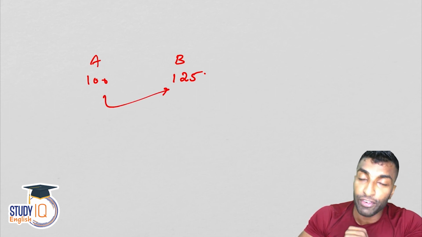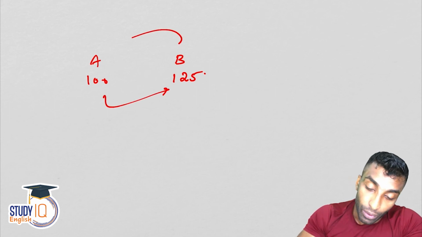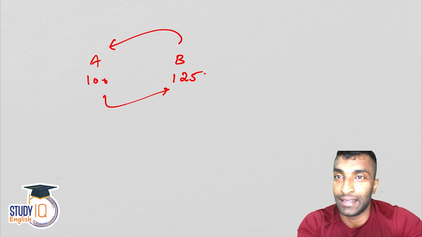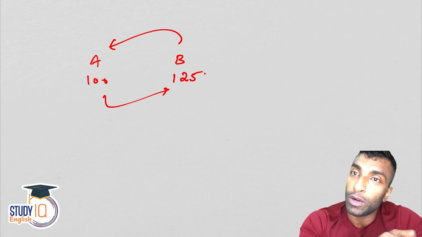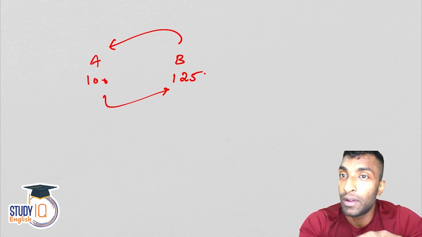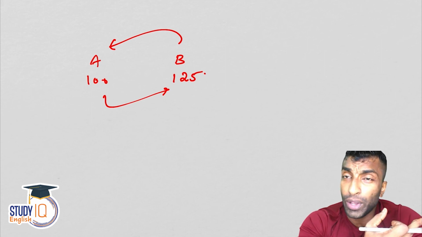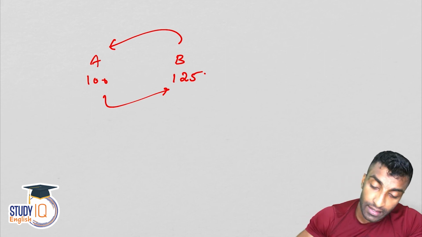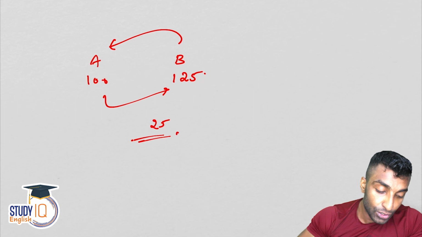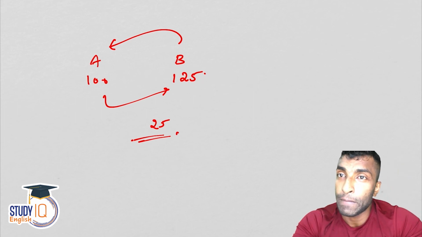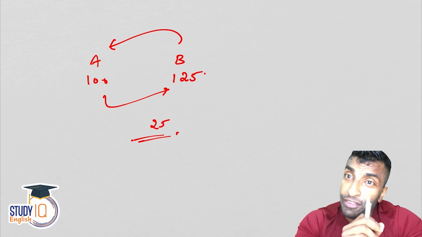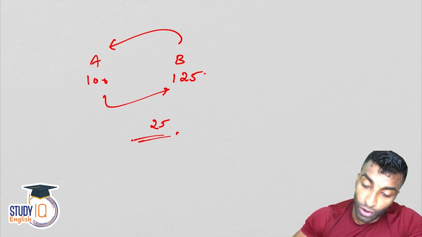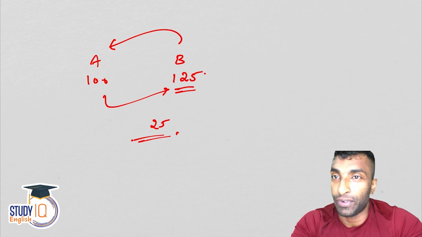So you know this is 25% more. Okay, now this is what less? A's salary is what percent less of B. How can you find it? See, the difference is 25, right? So 25 is the difference, and 25 is what percent of 125? That is what you need to find.